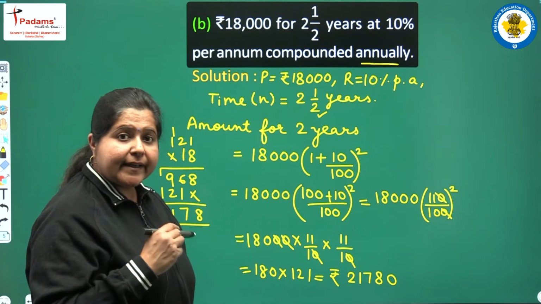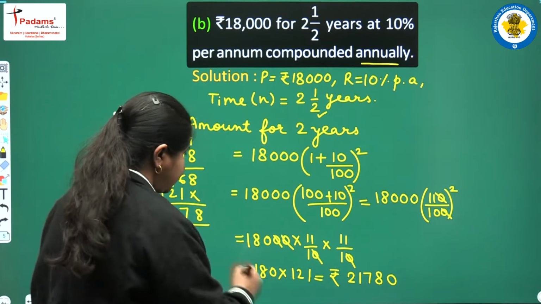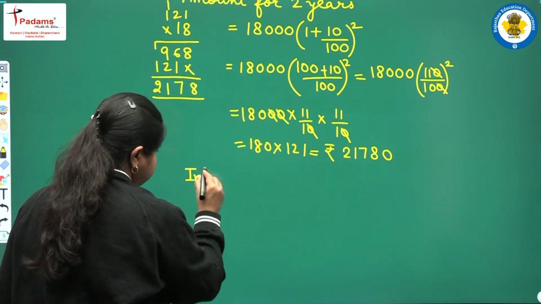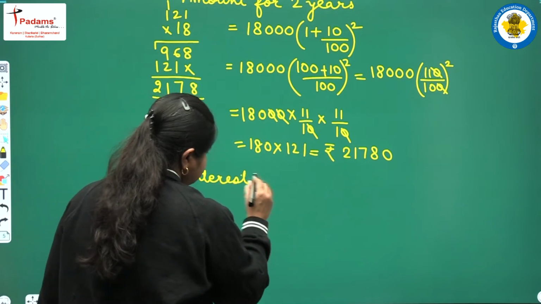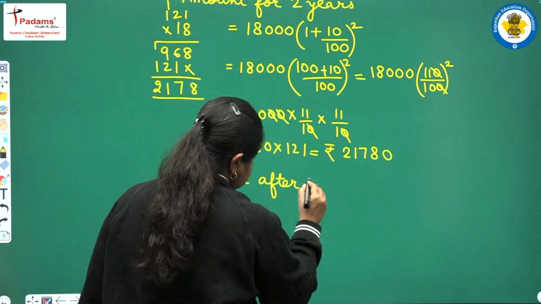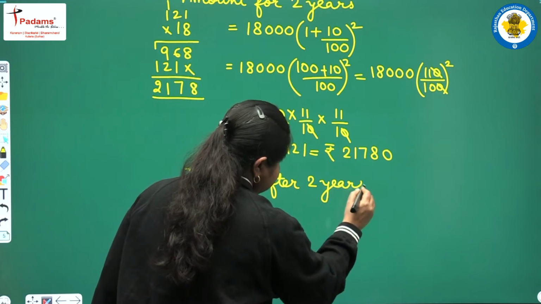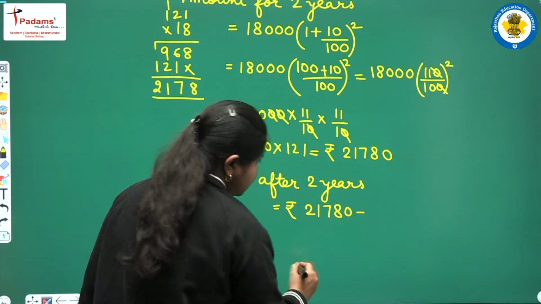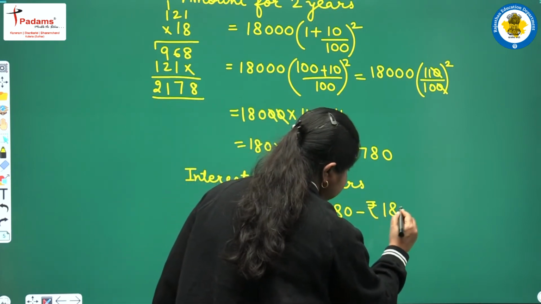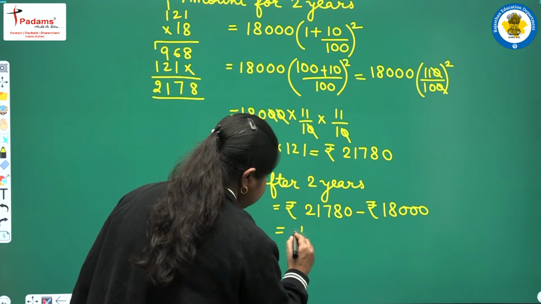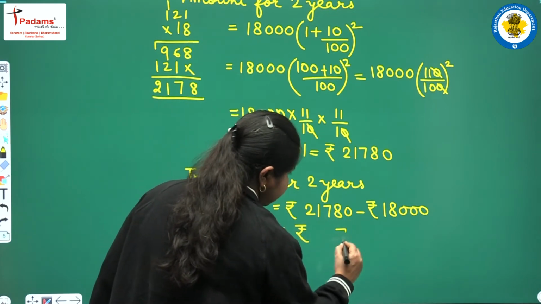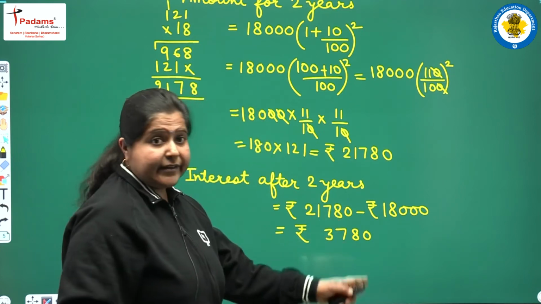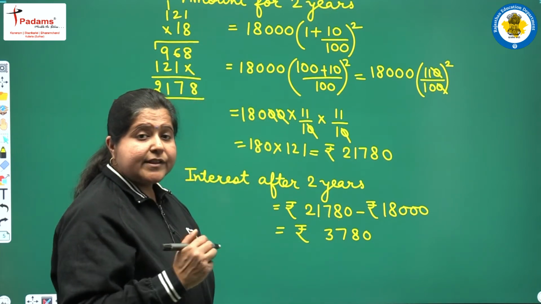We also need to find the interest at the end of 2 years. For this we will subtract the principal from the amount. Interest after 2 years will be rupees 21780, which is the amount, minus the principal which is rupees 18,000. Subtract, it will be rupees how much? 780. Then 11 minus 8, it's 3,780. It is the compound interest for 2 years.